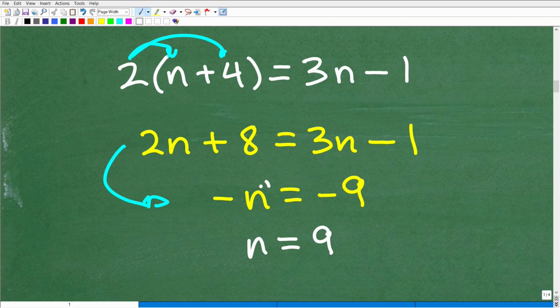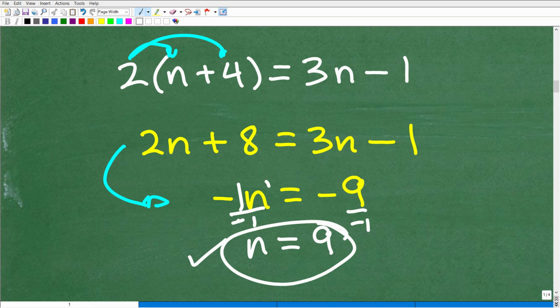So we want to solve for N. We have a negative 1N here. So we're just going to simply divide both sides of the equation by negative 1. So we get N is equal to 9. All right, so that is the solution.